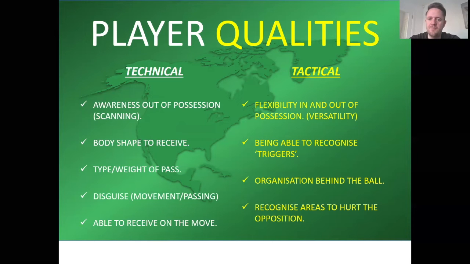And tactically, can you have that versatility in and out of possession, recognising the triggers. So the centre-backs narrow, the centre-backs wide. Can they recognise what type of movement, the organisation behind the ball, and recognising the areas to hurt the opposition as well. Tactically, understanding what their strengths are, what their weaknesses are, how can we go and exploit them within there as well.